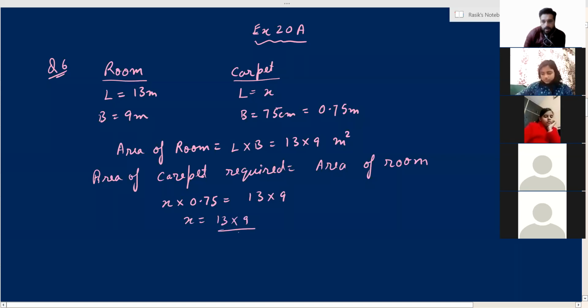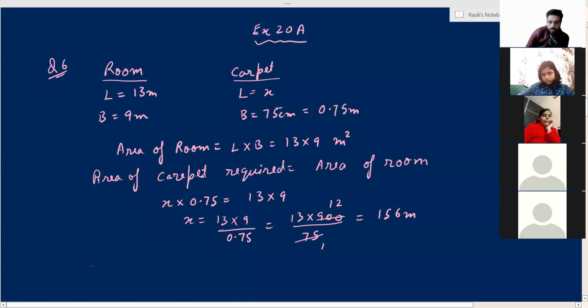x is 13 into 9 divided by 0.75. This gives 13 into 900 upon 75. So 900 divided by 75 is 12. 13 into 12 is 156. 156 meters. This is the total length of carpet required to cover the whole room.